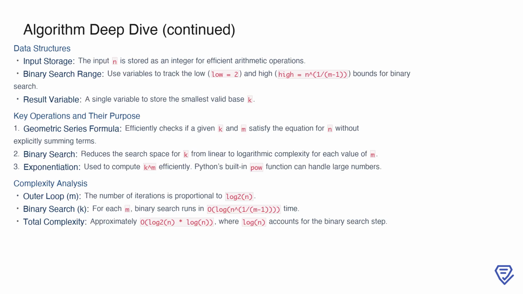The algorithm uses a few key data structures for efficiency. First, the input n is stored as an integer to enable fast arithmetic operations. For binary search, we maintain variables to track the low and high bounds of the search space, with low initialized to 2 and high calculated as n^(1/(m-1)) for the current m. A single result variable is used to store the smallest valid base k once identified. The core operations driving the algorithm include the geometric series formula, which allows us to test potential k values without explicitly summing terms.